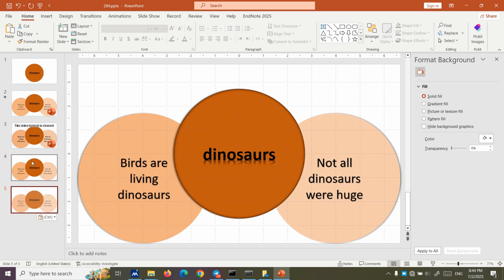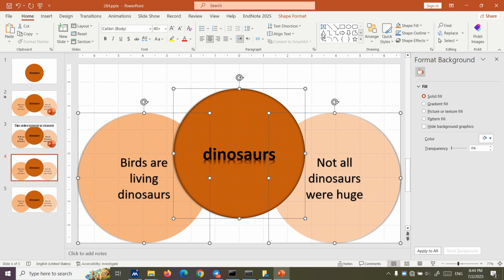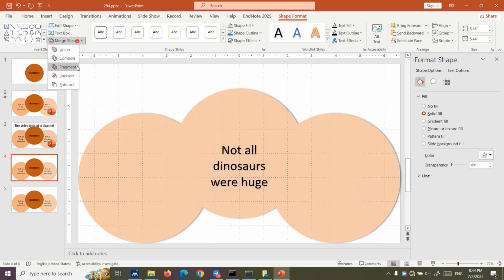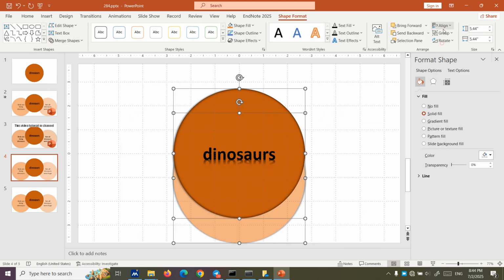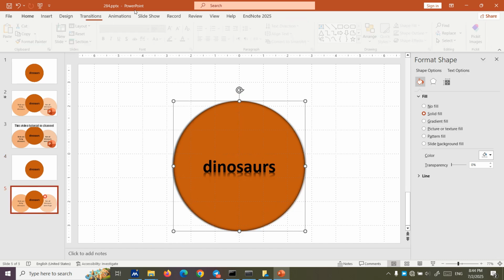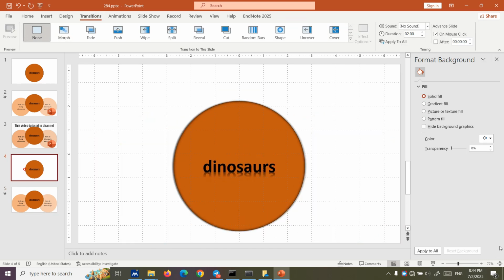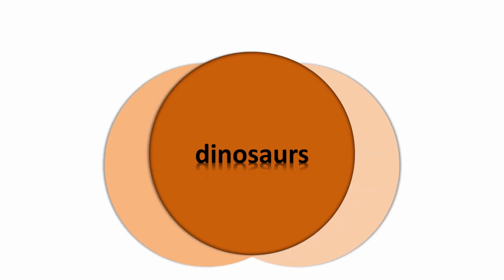After copying this slide, you need to select this, select with Ctrl A, go to shape format, and then simply align them center, middle. Now set the transition to morph. Your presentation is ready in 1 minute.